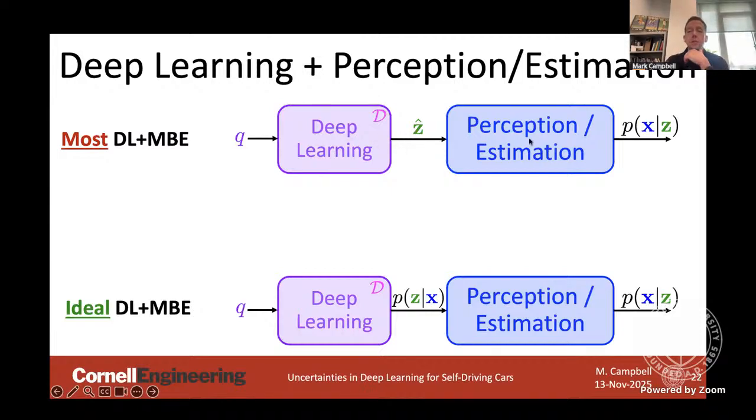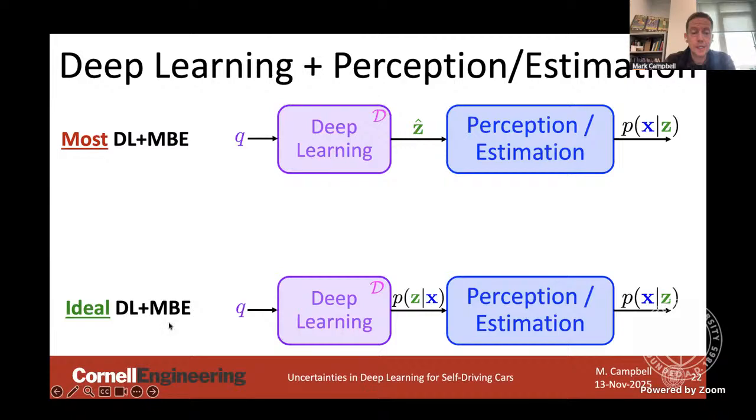Sometimes these days these blocks are being combined, so you're actually doing detection and tracking in one network, or all the way from pixels to driving. There's even groups that actually do that. But if you do it in a modular way, you can do it like this.